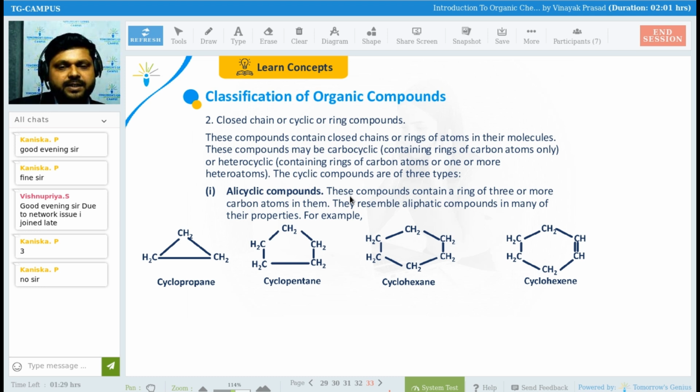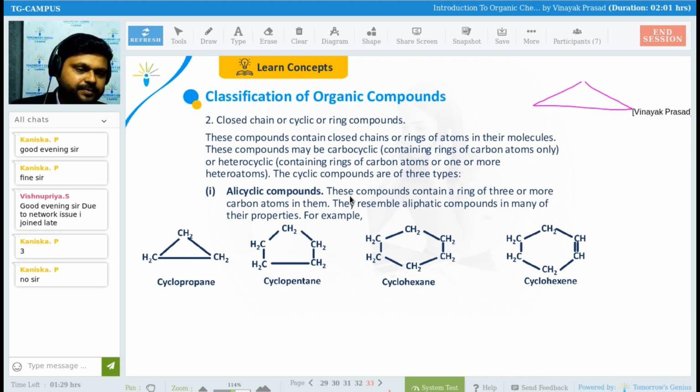See here, closed chain or cyclic or ring compounds. This compound contains chain or rings of atoms in their molecules. This compound may be carbocyclic, containing a ring. See here, what is this? The ring. See guys, this is nothing but a ring.